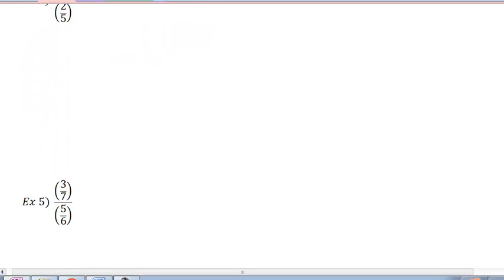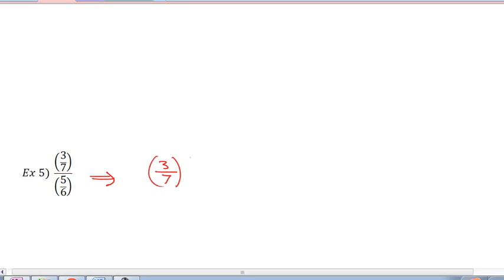One last example before we're done. 3/7 divided by 5/6. So rewrite it for multiplication. That's 3/7 times 6 over 5. Multiply across the top and across the bottom. We're left with 18 over 35. No reduction left to be made, and we're all set. And that's our skill for the weekend.